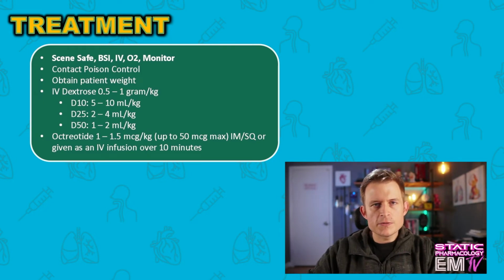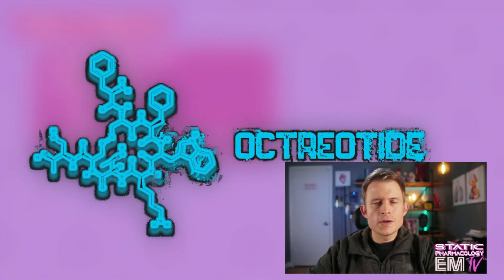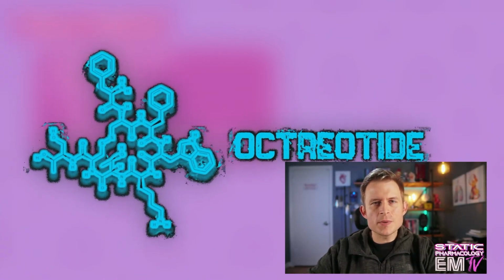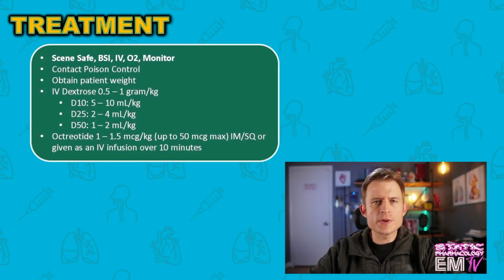The most definitive pharmacological treatment I can provide this patient to prevent these swings from euglycemia to hypoglycemia is by administering the medication octreotide. Octreotide is a medication that mimics the naturally occurring hormone somatostatin and will actually inhibit the secretion of insulin from the pancreas. This, coupled with the dextrose therapy, will prevent further slips into hypoglycemia.